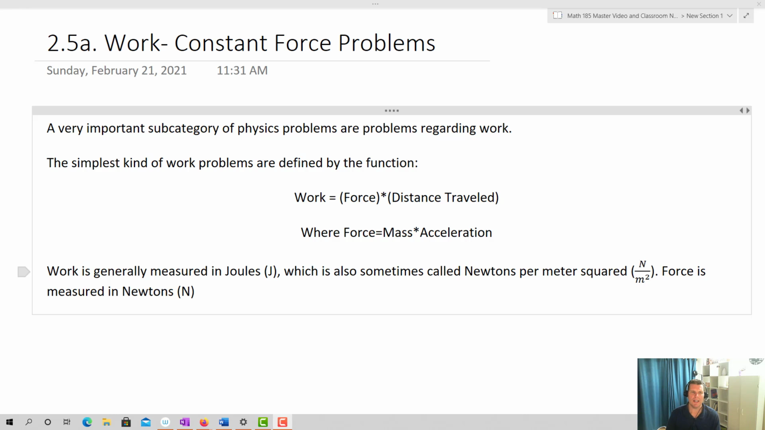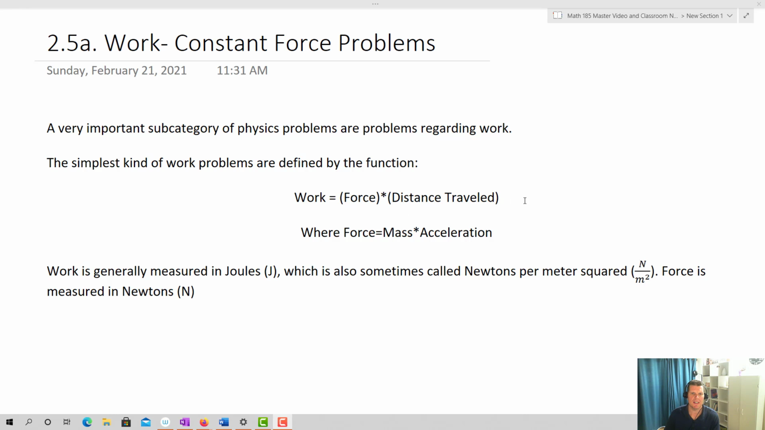Basically, from the simplest perspective, work is going to equal the force times the distance traveled, where force is going to equal mass times acceleration. Work is generally measured in joules, which is also sometimes called newton-meters, and force is measured in newtons. So we've got some basic equations that we're going to use to build up more and more complex work problems.